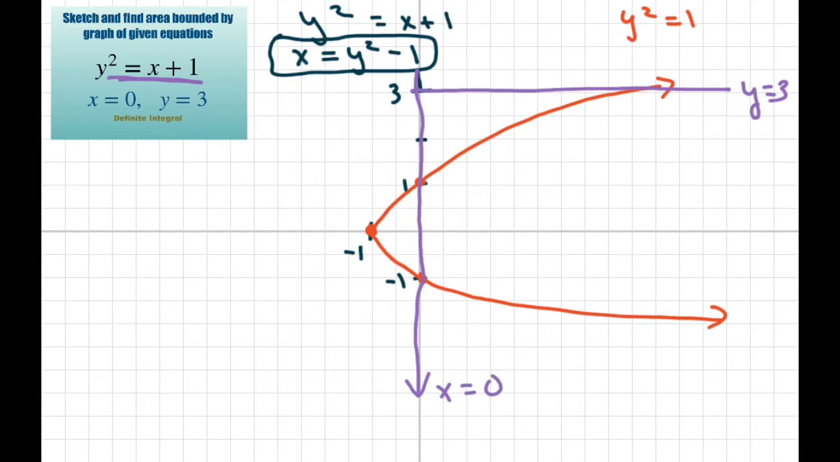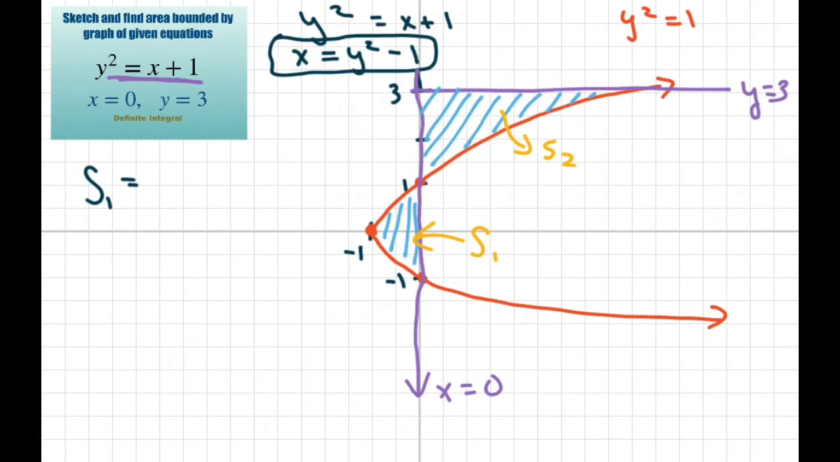So the bounded region is going to be, we have two regions, this region and this region. So we're going to have to add these two areas. I'm going to call this one area 1 and this one area 2. So for area 1, you would set it up as area 1 equals, now since it's shaded to the left of y, it's going to be negative. We're going from -1 to 1, and I can write x dy, or substituting that would be negative, from -1 to 1, and our x is going to be y squared minus 1 dy.